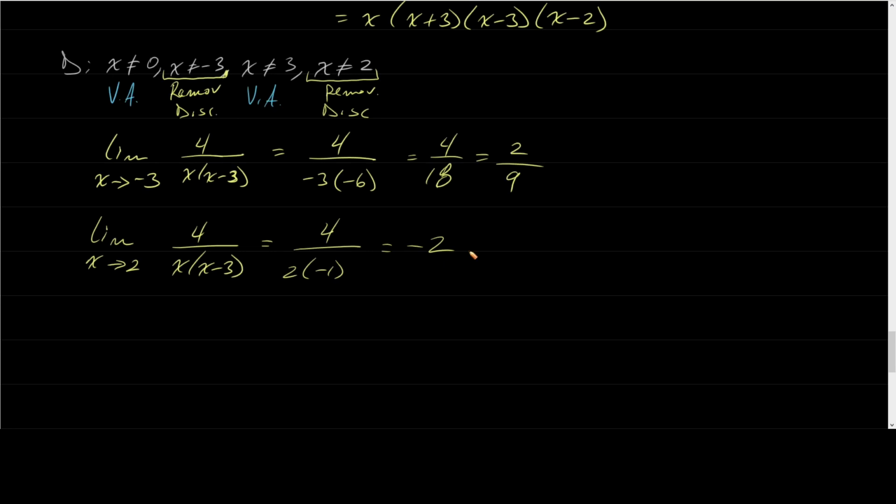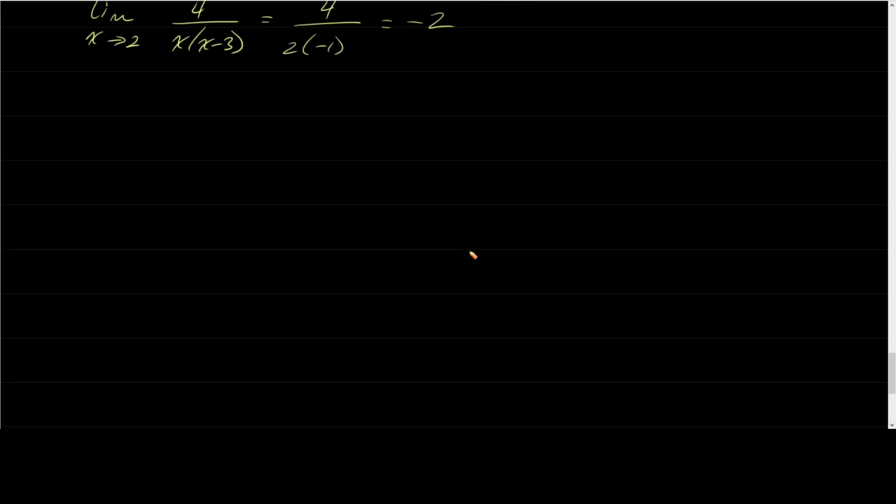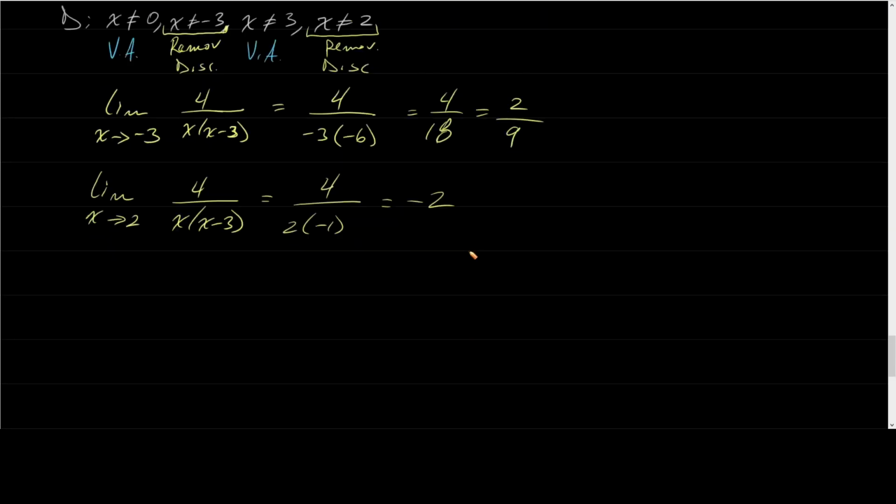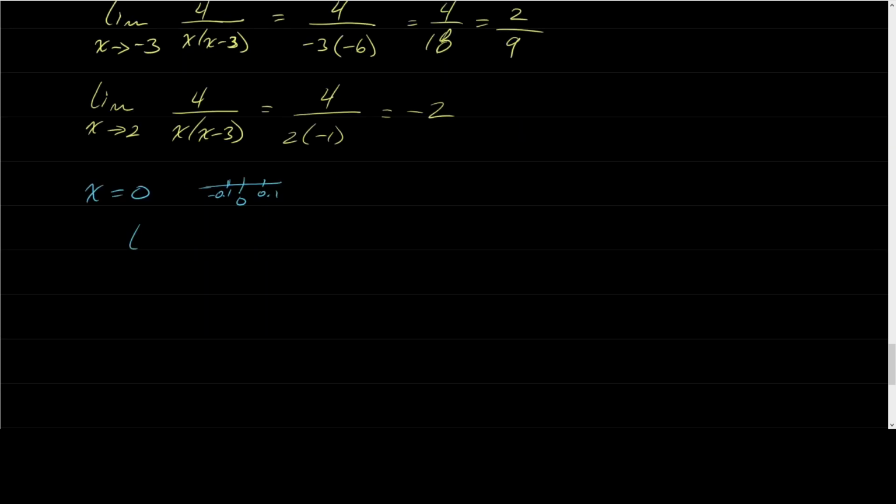Now let's look at our asymptotes. We had an asymptote at 0, so let's start with that. Around x equals 0, I'm going to look at something like negative 0.1 to the left, and something like positive 0.1 to the right. So we have the limit as x goes to 0 from the left of, and again, I'll just use the reduced version for both of these.